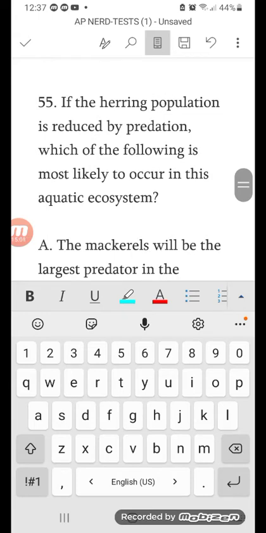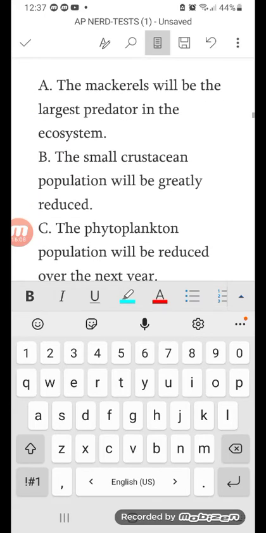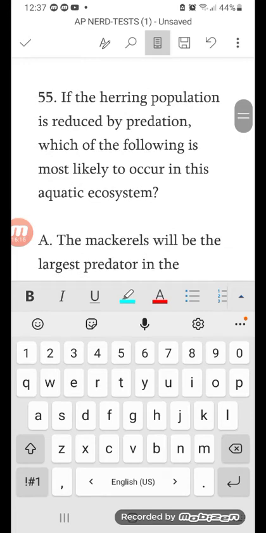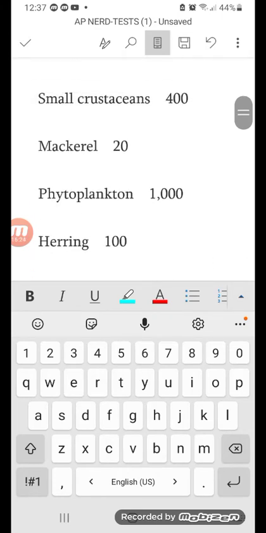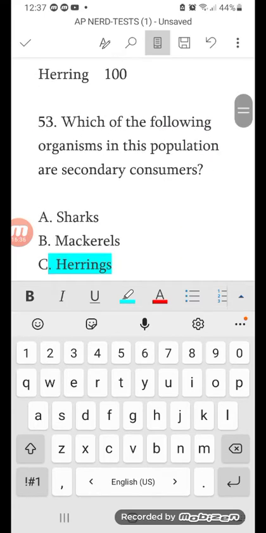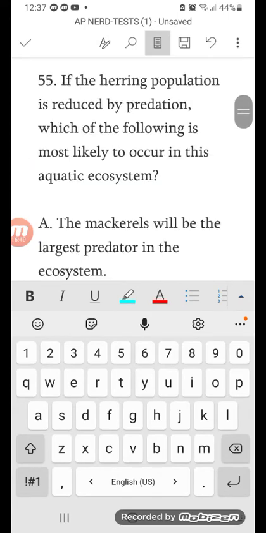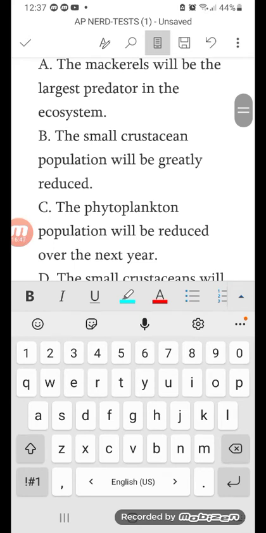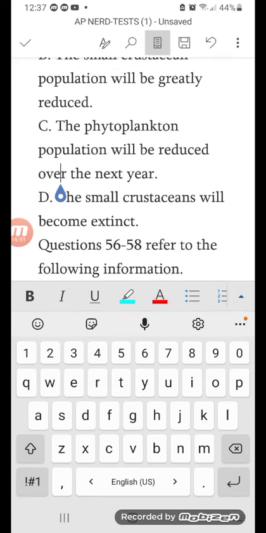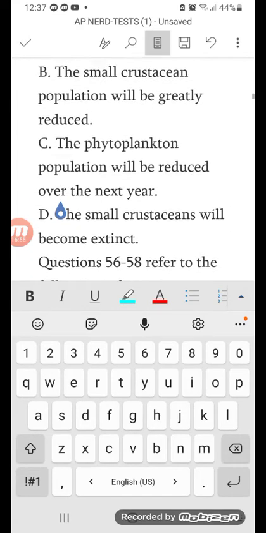If the herring population is reduced by predation, which of the following is most likely to occur in this aquatic ecosystem? Let's go up and see. Reduced herring. Okay. So the herring is reduced, meaning the small crustaceans will increase. If the small crustaceans increase, phytoplankton will decrease. Let me see if this is one of the options. The mackerel will be larger, no. Small crustacean population will be greatly reduced, no. Phytoplankton population will be reduced over the next year, yes. Small crustacean, no. Yes, this is it.